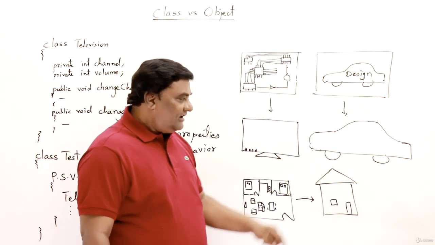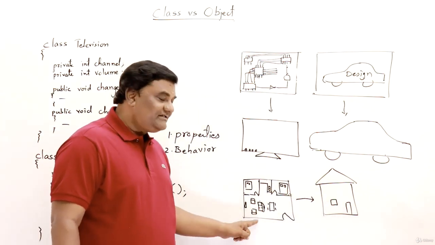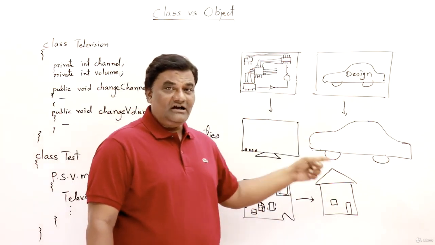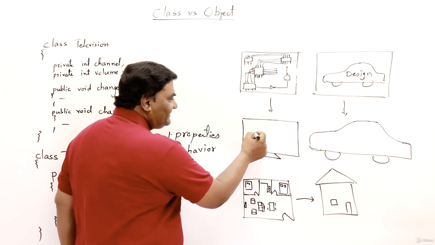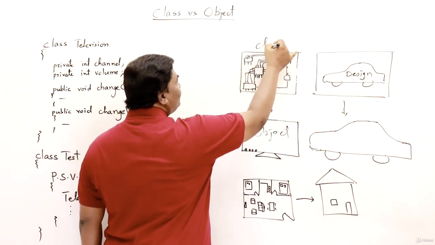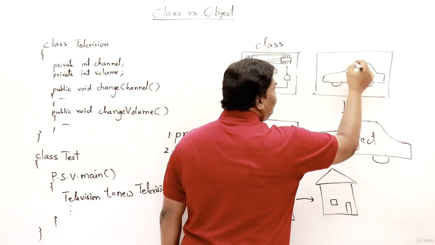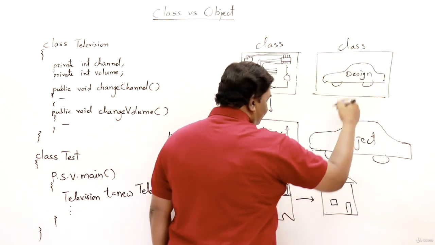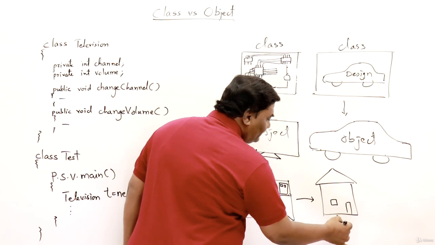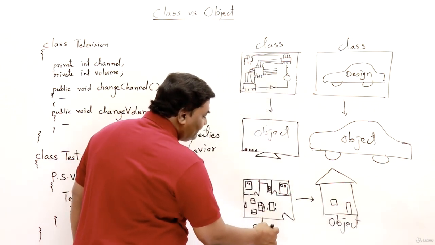That's the definition. A civil engineer will construct a house. For that, he will make a plan. So this is a design. This is a description of a house. So if I call this an object, then this is a class. If I call a house an object, then the design is a class.